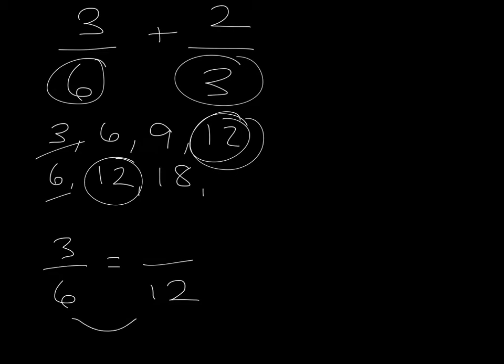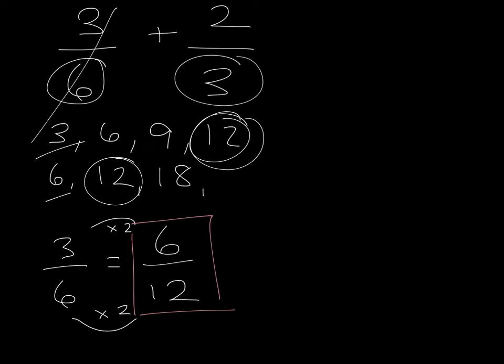If you remember from the beginning of the year, we did this type of thing. We say, what do we do to 6 to get to 12? Well, we multiply by 2. And whatever we do to the bottom, we do to the top. So we go 3 times 2. 3 times 2 is 6. So now my new fraction for 3/6 is 6/12, right? So that's that one. And now we'll do 2/3 and change that.